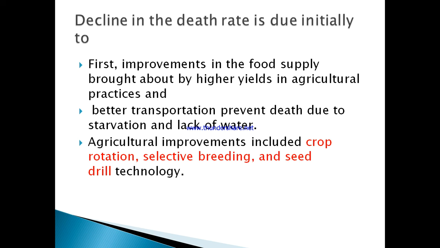First, the decline in death rate is due initially to the improvements in the food supply brought about by higher yields in agricultural practices, and better transportation prevents death due to starvation and lack of water. Agricultural improvements included crop rotation, selective breeding, and seed drill technology.